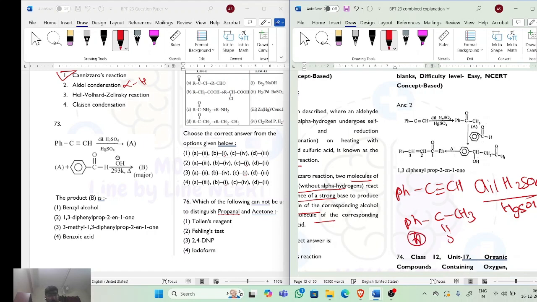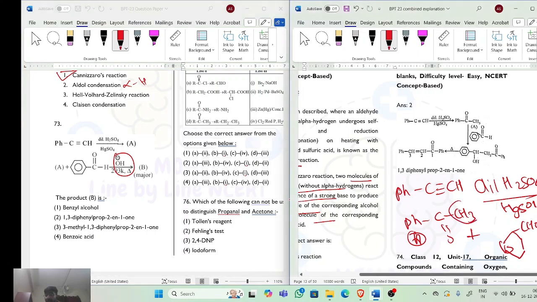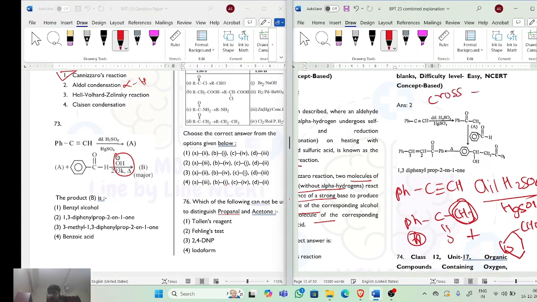Now compound A on reacting with benzaldehyde. It is a very famous reaction. Here in this reaction we have OH- as the reactant in the presence of heat, and here we have alpha H on this compound. So it will be the cross aldol condensation.